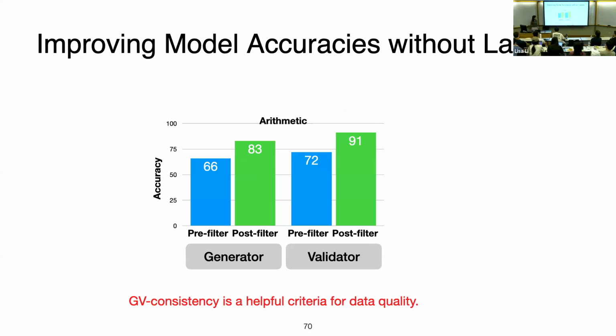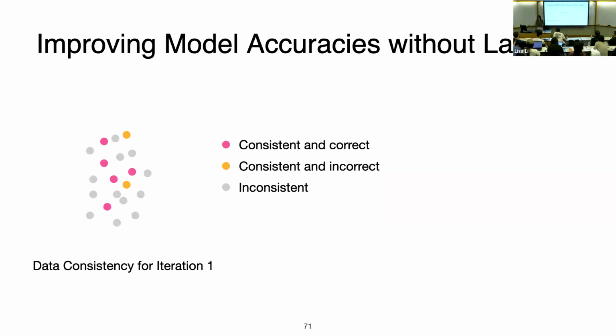So GV consistency is a pretty good filtering signal for data quality. As we can see here, for example on the arithmetic task, post-GV consistency filtering, the accuracy for the generator and validator tends to be a lot higher than pre-filtering. Basically, post-filtering evaluates only on a smaller set that is overall higher quality, whereas before consistency filtering, the overall accuracy is lower. So this consistency criterion only keeps the higher quality, higher accuracy data.